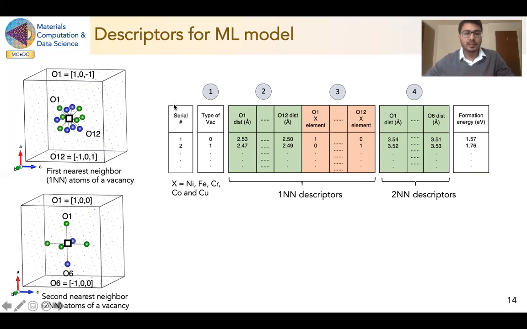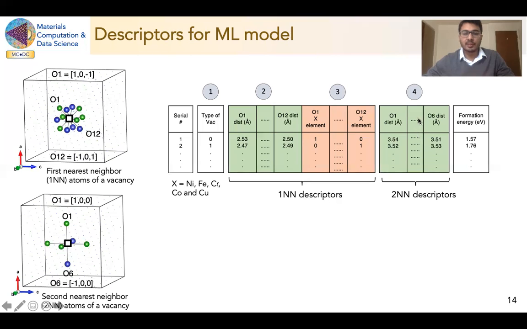So the first type of descriptor is the type of the vacancy, like the atom you are removing to create a vacancy can be nickel or any other element. And then you have the distance between the vacancy and the atom sitting on the O1 direction. And that's why you have 12 columns for these distances, because you have 12 nearest neighbors. And similarly, the orientation, meaning which atom or element is sitting on this O1 position. And same goes for all other nearest neighbors.